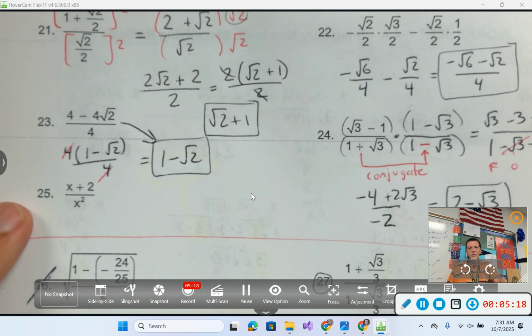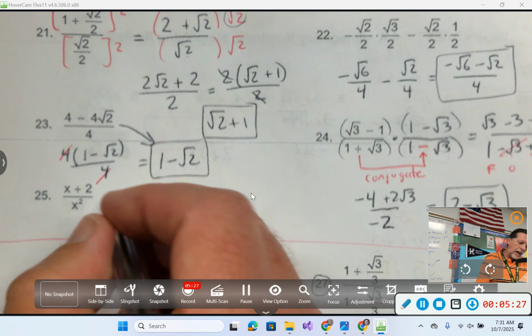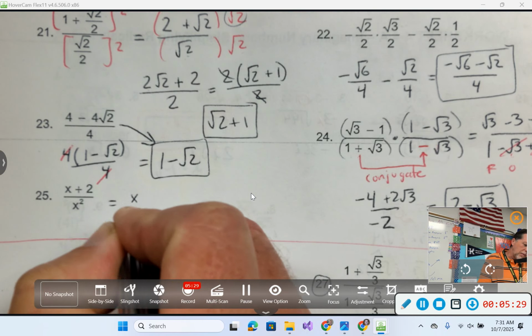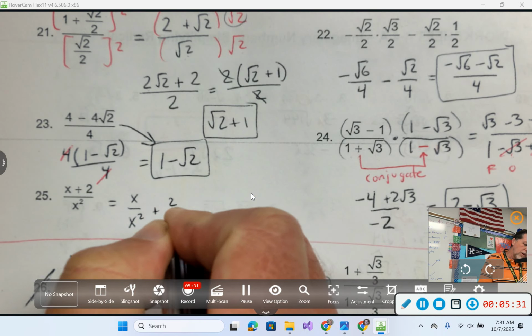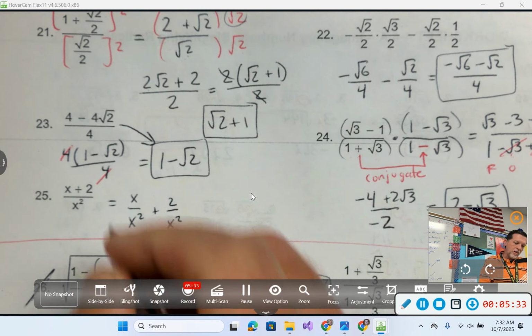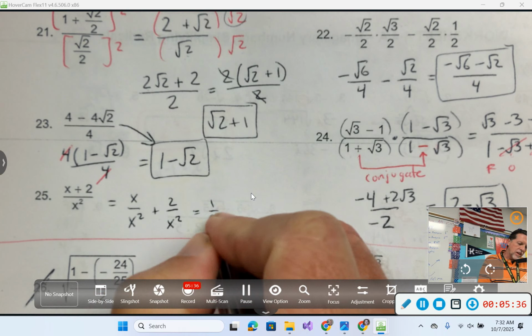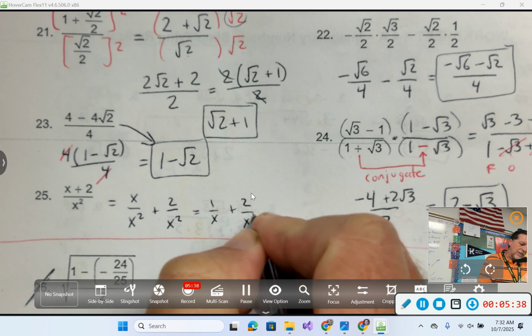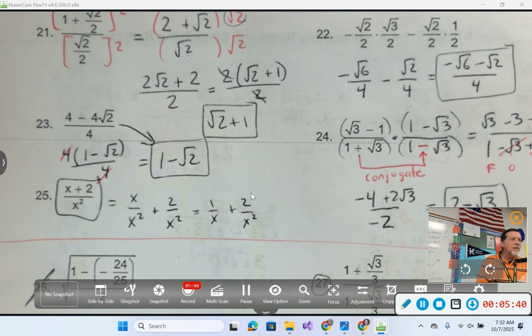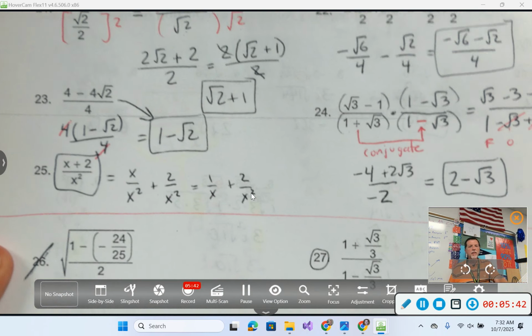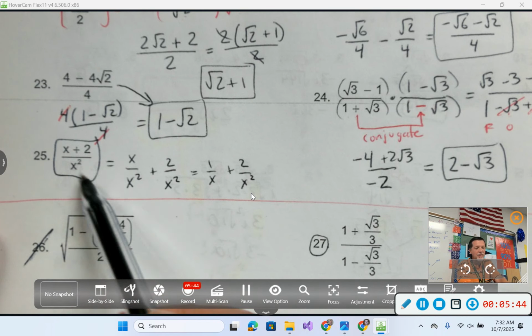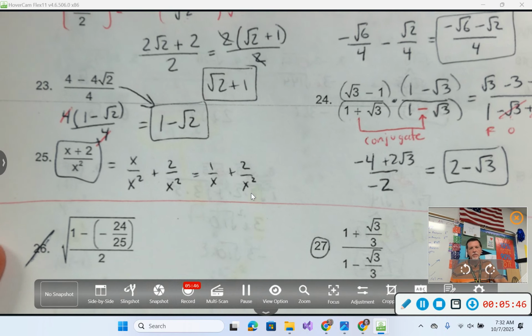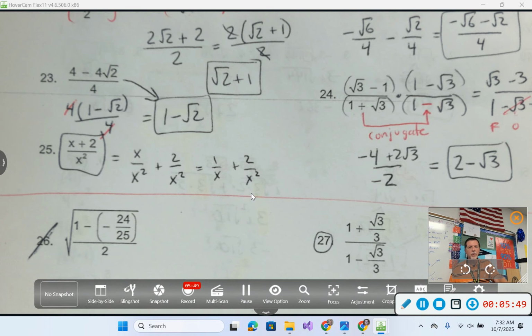I'm not even sure why 25 is on here, because I can't do anything with that. Like, that's okay. Leave it as is. I suppose you could split it up, put them both over x squared, and then you could reduce the first one. But I don't know why that's any better than just leaving it as is. The main thing is you can't reduce that x and x squared unless you split it up first. So that's kind of a weird one.